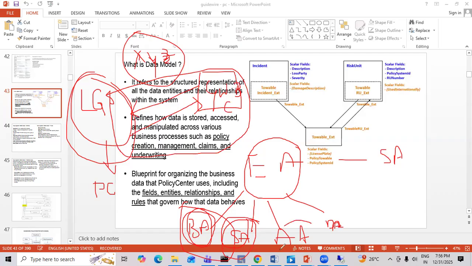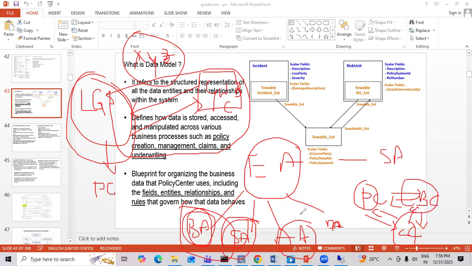Third is called application architecture. Application architecture means you have Policy Center, you have Billing Center, you have Claim Center. All these are interconnected for different purposes and different reasons, and we require these connections. So how are these applications interconnected? That is the detail about the application architecture.